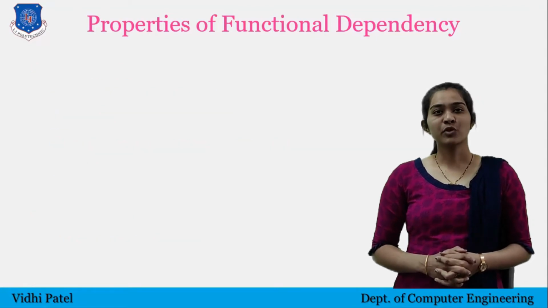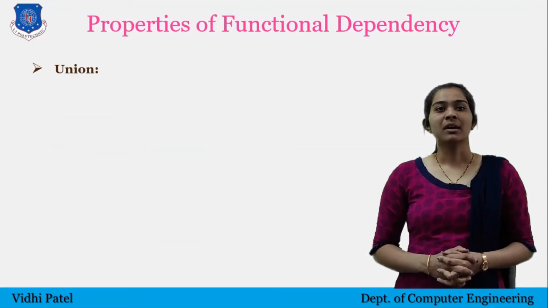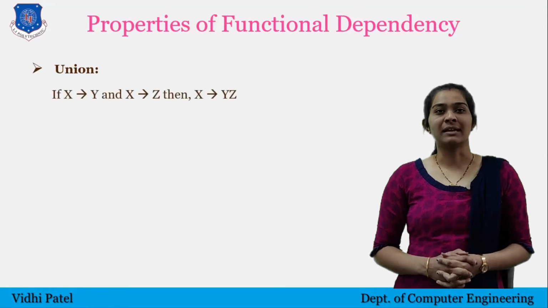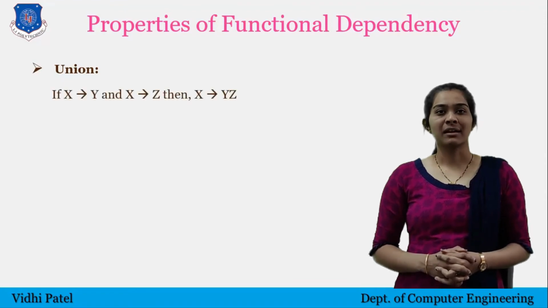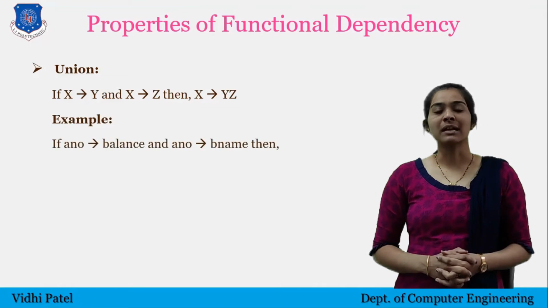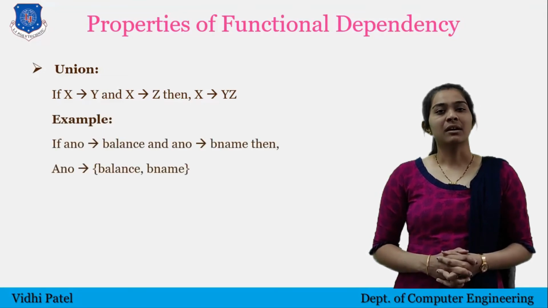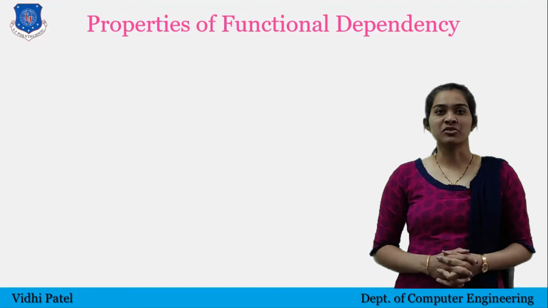Now next property is union. If x determines y and x determines z, then x determines yz. Means we have union of right hand side attributes. Suppose account number determines balance and account number determines branch name, then we can say that account number determines balance and branch name.